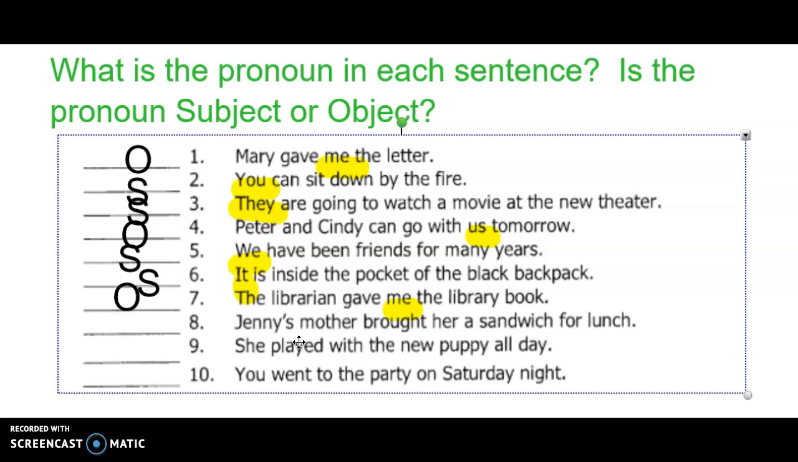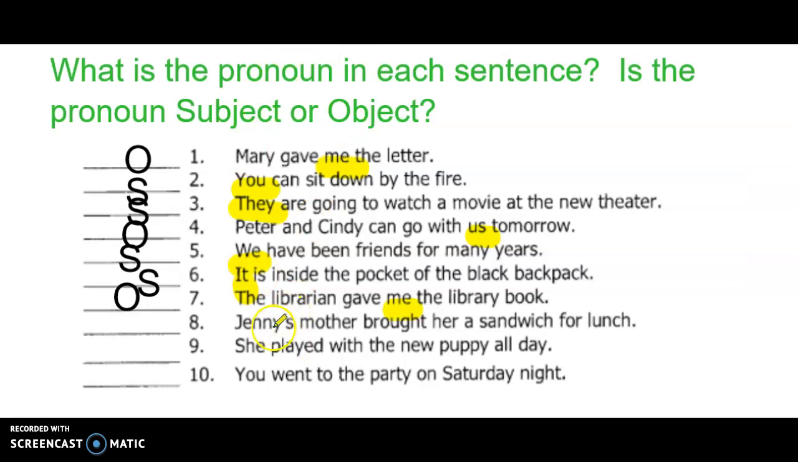Number 8, Jenny's mother brought her a sandwich for lunch. So "her" is going to be my pronoun, and she is receiving the sandwich from her mother, which makes it an object pronoun. She played with the new puppy all day. So she is doing the action of playing, so that would make it a subject pronoun.